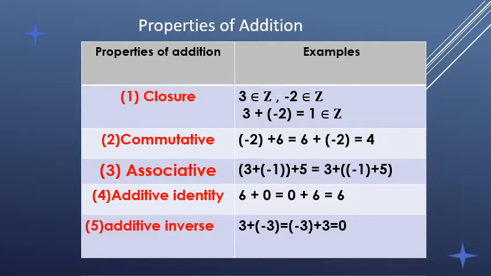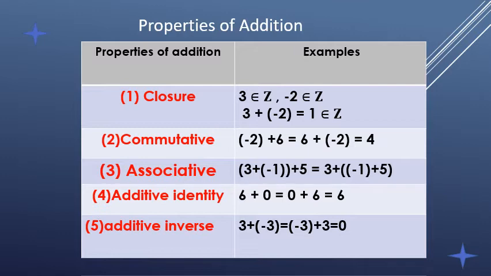Additive identity. The additive identity is 0 because it doesn't change the number. 6 plus 0 equals 0 plus 6 equals 6. Then the additive identity in Z is 0. And these four properties are already in natural numbers.